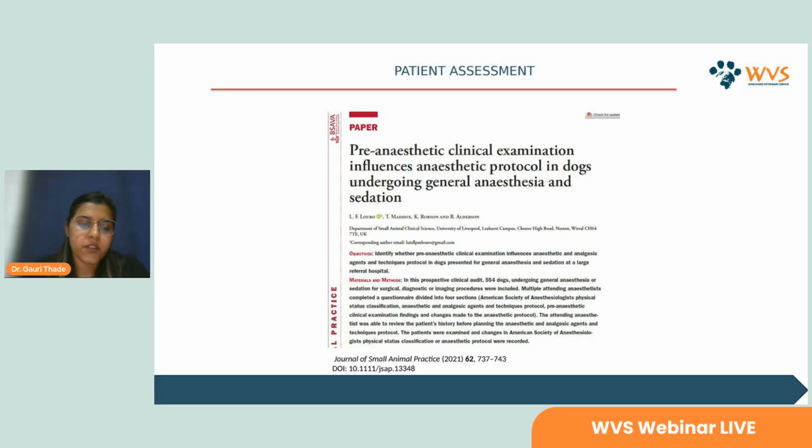This paper signifies the importance of a thorough physical exam. A group of anesthetists determined an anesthetic protocol for ASA status for patients after a review of history. But when they did the physical exam of these patients, the initial protocol was altered in almost 25% of the cases. And in around 8% of patients, they were assigned a higher ASA status after the physical exam. So, this basically highlights the importance of a thorough pre-anesthetic clinical exam.